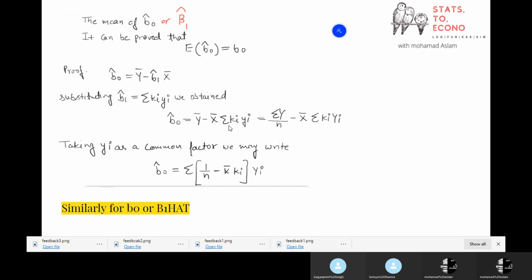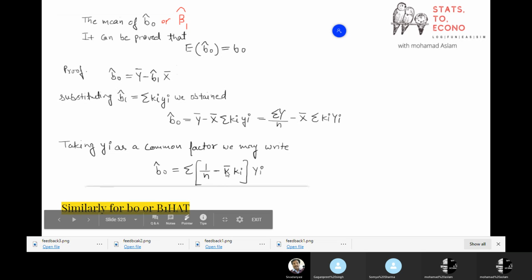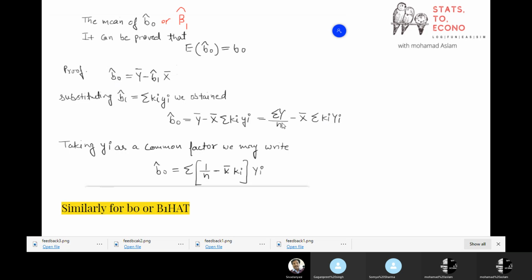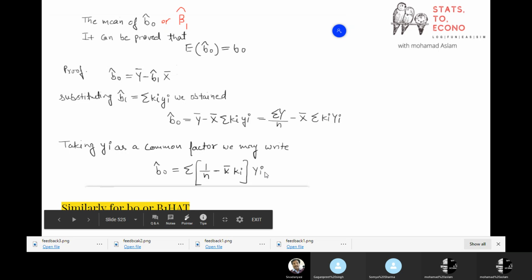Now, if you open this or change it into this format, y mean is equal to summation y upon n. Deliberately, we are using this value here. Then the constant is outside the summation, and then ki Yi. So we can write this beta 0 hat as, just take Yi common out of this bracket. It will remain 1 by n minus mean ki.